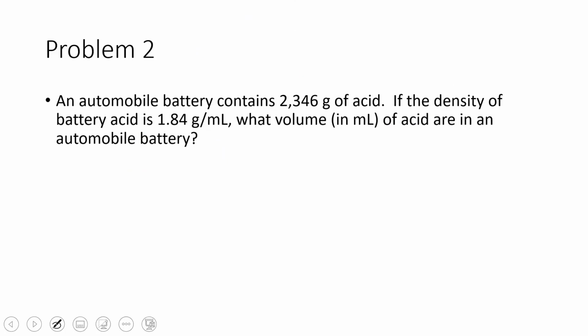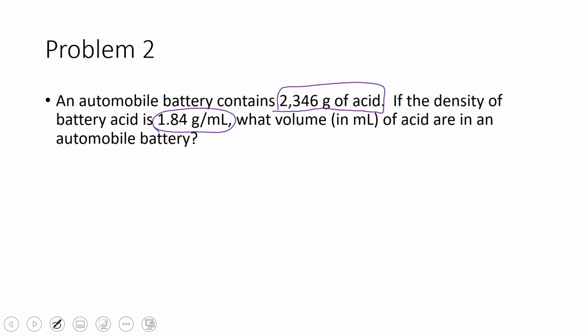Now, another problem. Let's say that I have an automobile battery, and I'm given that it contains this many grams of acid. The density of battery acid is this many grams per milliliter. So I'm given the mass and I'm given the density, and it wants me to find the volume. Now, there's 2 ways that we could do this. If you don't remember the density equation, we can do this doing unit analysis. I'm going to show you how to do that first, and then I'll show you how to do it if you remember the algebraic equation for density.